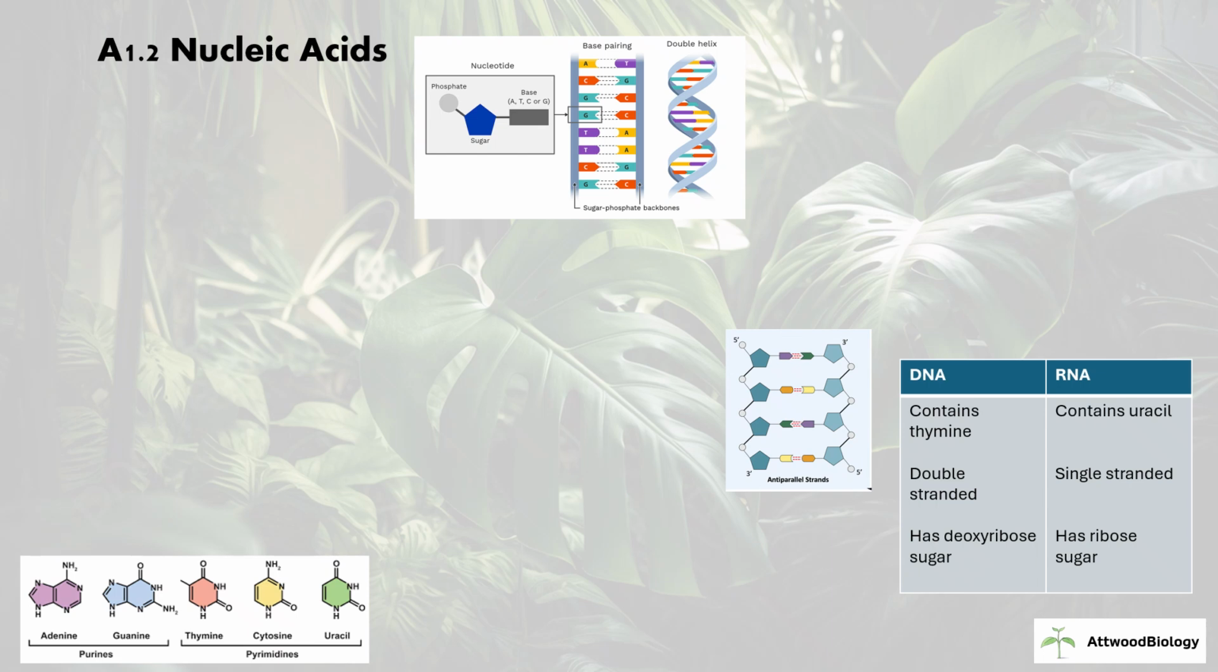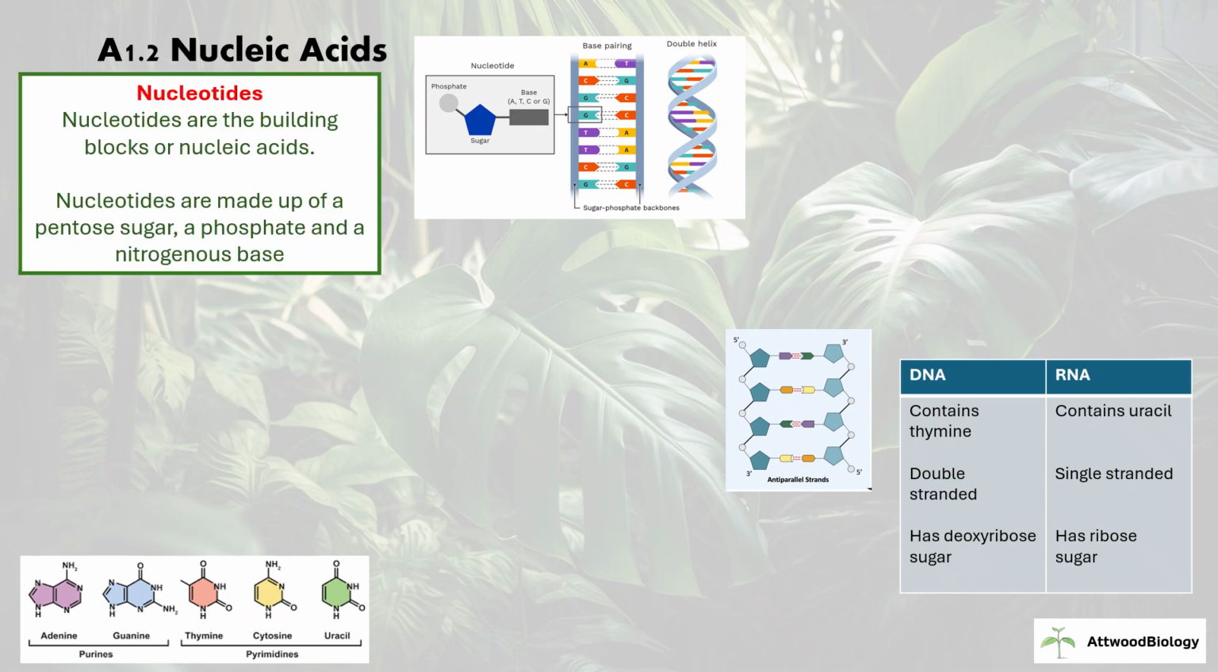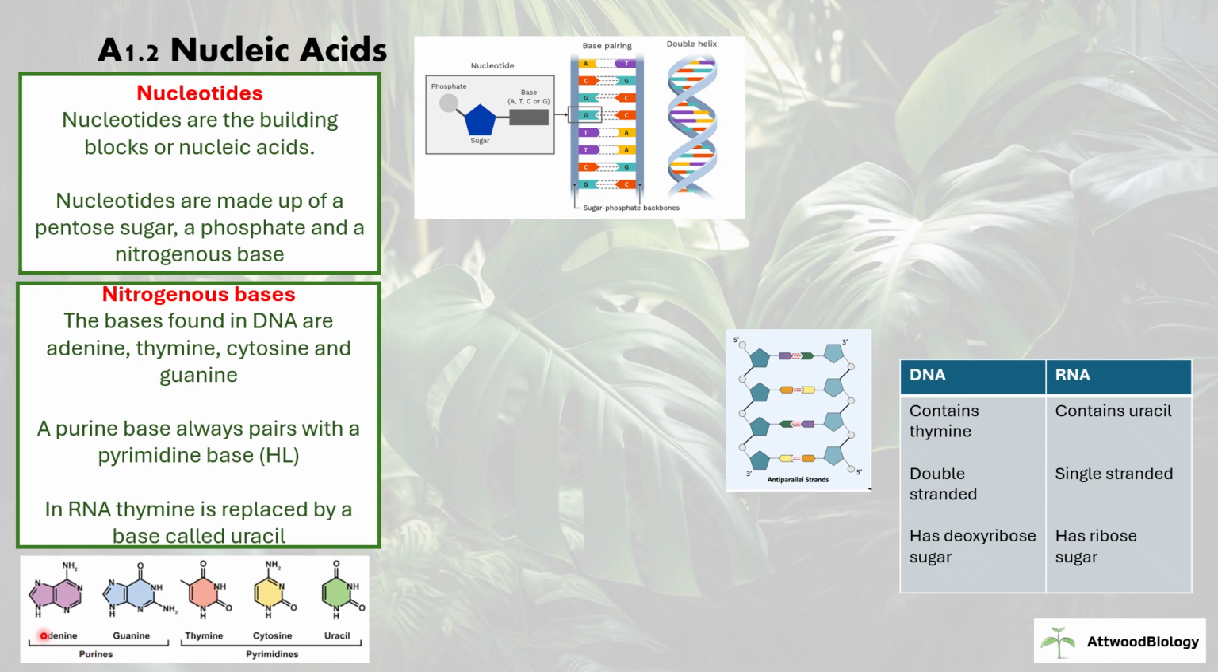Okay, A1.2 nucleic acids. So we have nucleotides, which are the building blocks of nucleic acids, and they're made up of a pentose sugar here, a phosphate here, and a nitrogenous base here. Now your nitrogenous base can be adenine, guanine, thymine, or cytosine in DNA. And in RNA, thymine is replaced by uracil.